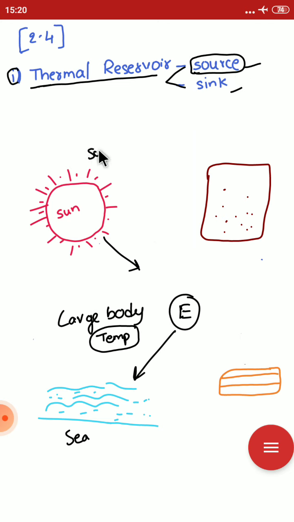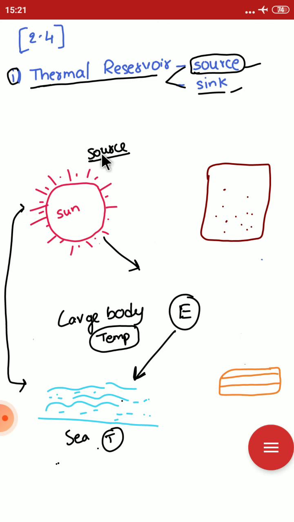Sun comes under the source type thermal reservoir. A sink is a body to which, whatever amount of energy is added, its temperature does not change. Sea water also, its temperature does not change however much heat is added to it. Such a type of reservoir is called a sink. These two are the natural reservoirs.